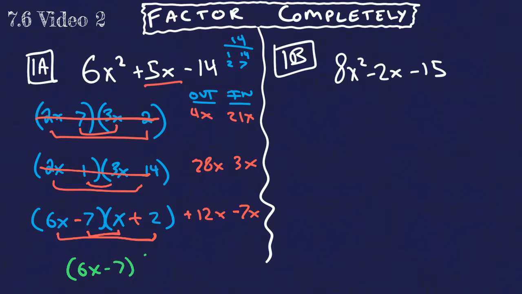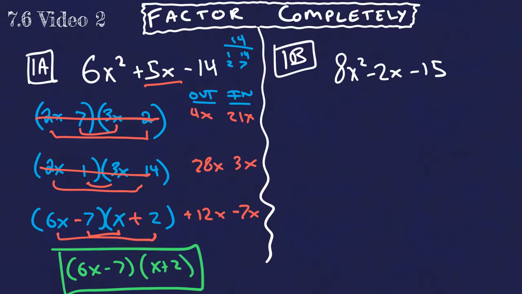6x minus 7 and x plus 2. And if you double check, the minus 7 times 2 gives me negative 14. Okay, so now what I want you to do is pause the video and try out 1b on your own.